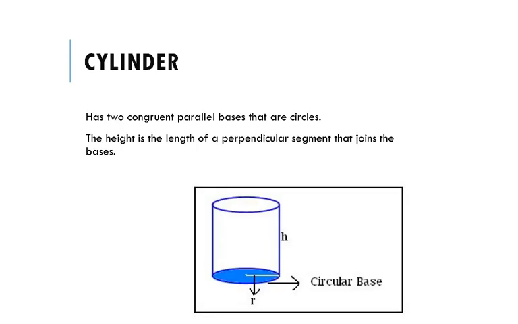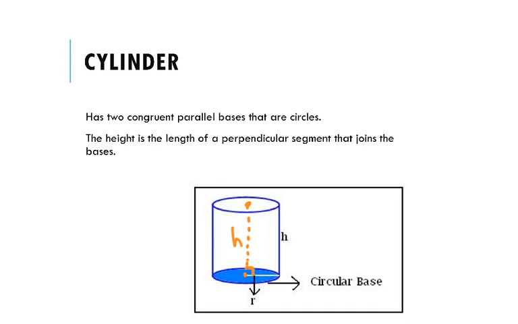The next one is a cylinder. A cylinder has two congruent parallel bases that are circles. And the height is the length of a perpendicular segment that joins your bases. Sometimes you might see your height drawn in like this, with that segment coming straight down, and you might see the little square like that. So you could also see your height like that.